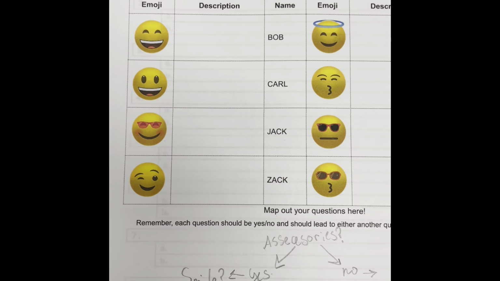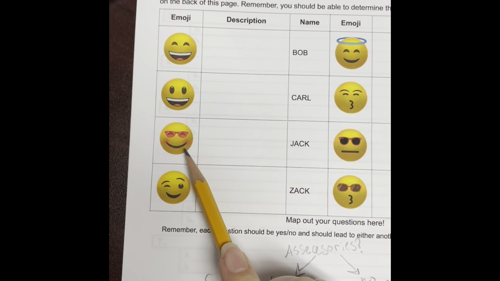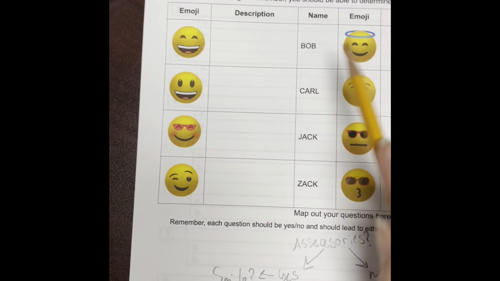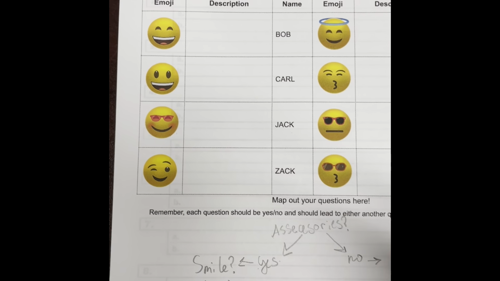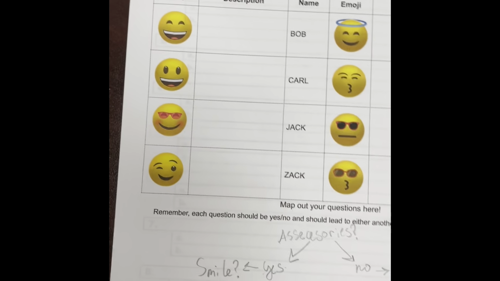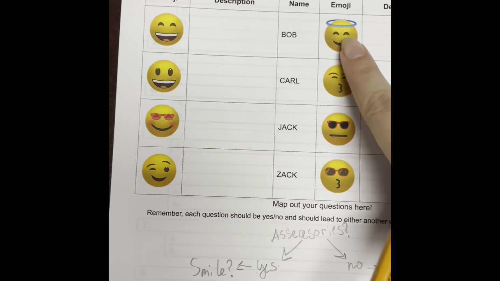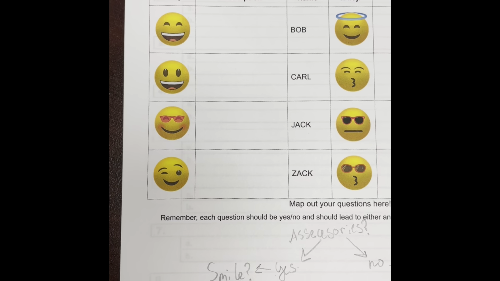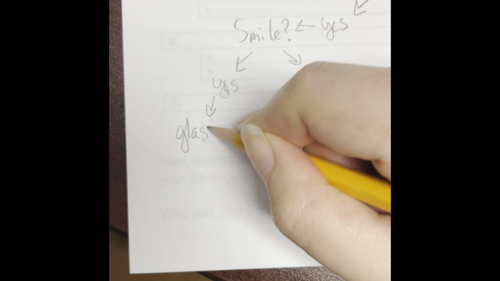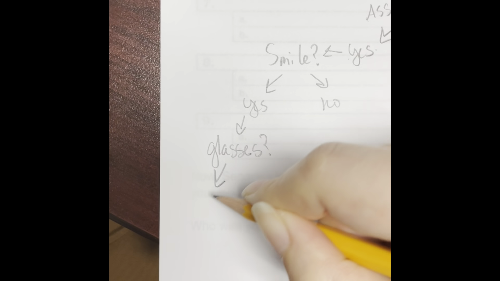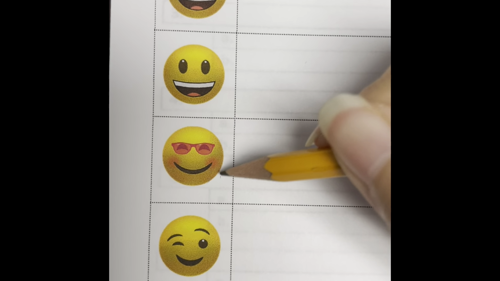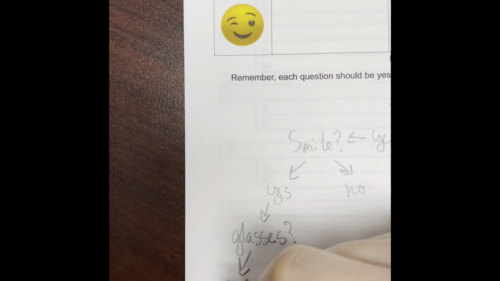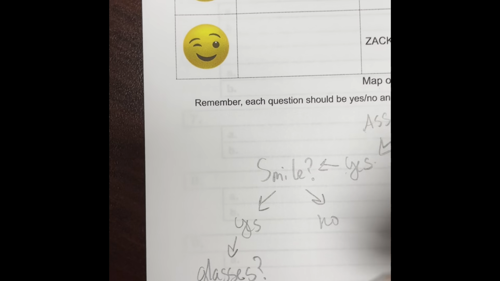If we're smiling, we are either going to be Sarah or Jack. Okay, so I have to find a way to identify Sarah or Jack because they're both smiling. And I see that Jack is wearing sunglasses and Sarah is wearing a halo. It doesn't matter which one we pick. So we are going to say glasses. If the answer is yes, then that means my answer must be Jack.